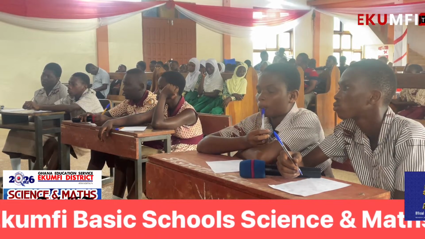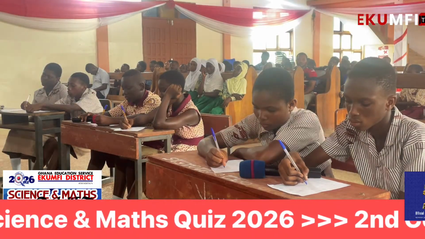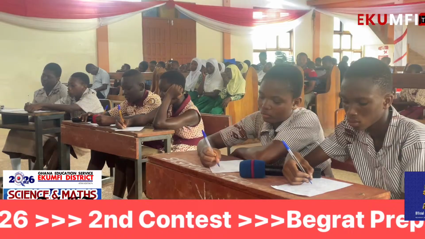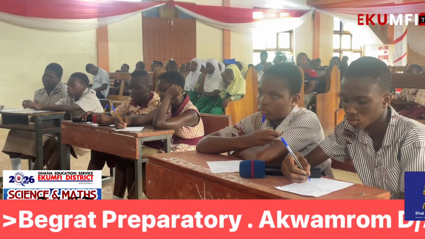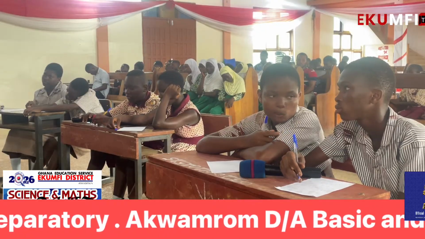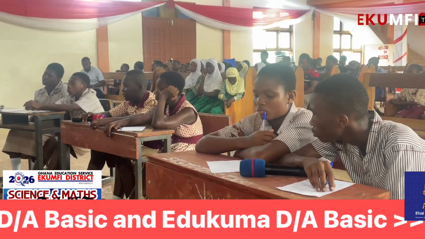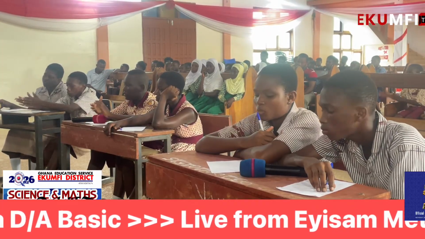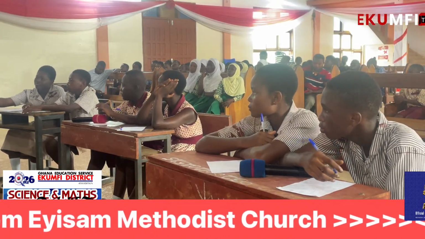The ratio 4 to 6 and the ratio 2 to 3 are equivalent ratios. Is it true or is it false? Yes, it is. It's a true statement.